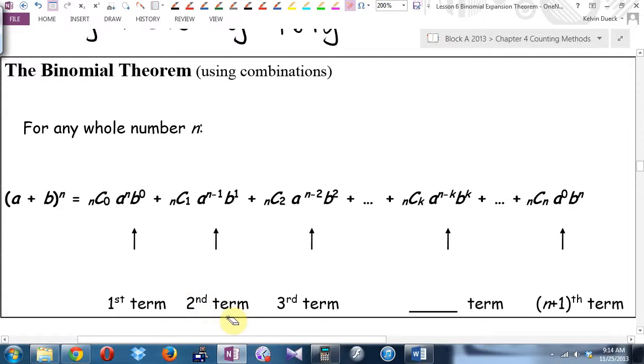This is the second term. What's the exponent on B? What's sitting there? This is the third term. If there's a 2 there, what's this? Third term. If there's a K there, what term is this? Think about it. Let's just do it algebraically. Kayvon, well done. K plus 1 term.